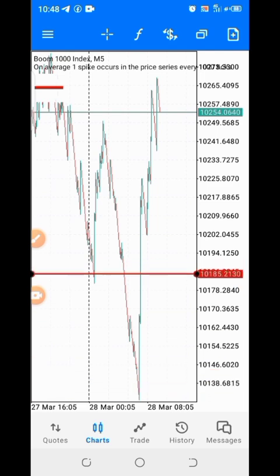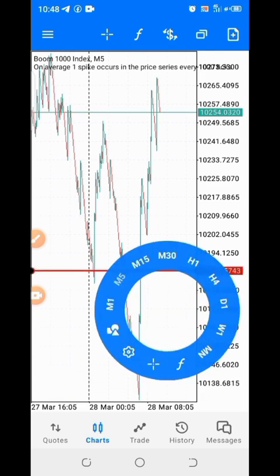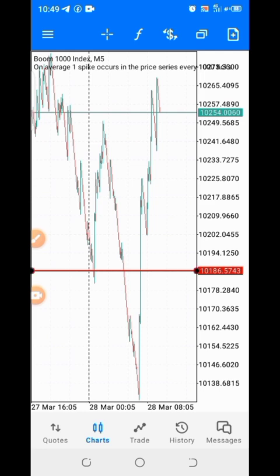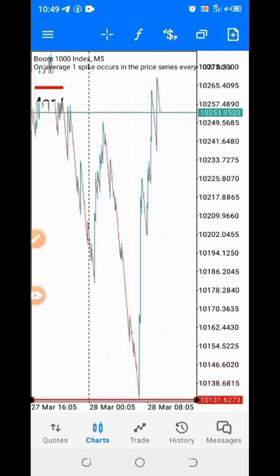But assuming you drop it at the center here mistakenly, all you need to do is click on that particular line you dropped and then drag it down. So this is the lowest for today.